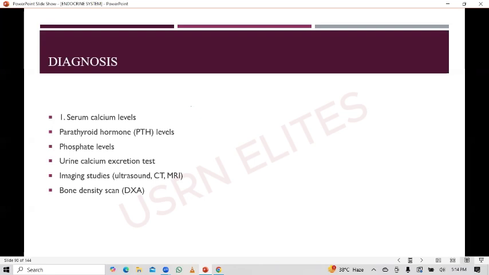Very good. Then you have the imaging studies, the bone density scan. The bone density scan is usually done to diagnose osteoporosis. And because you are going to get osteoporosis, what are you going to see? Usually the bone density scan will be a bit low. We are going to have a weakened, low density for the bones.